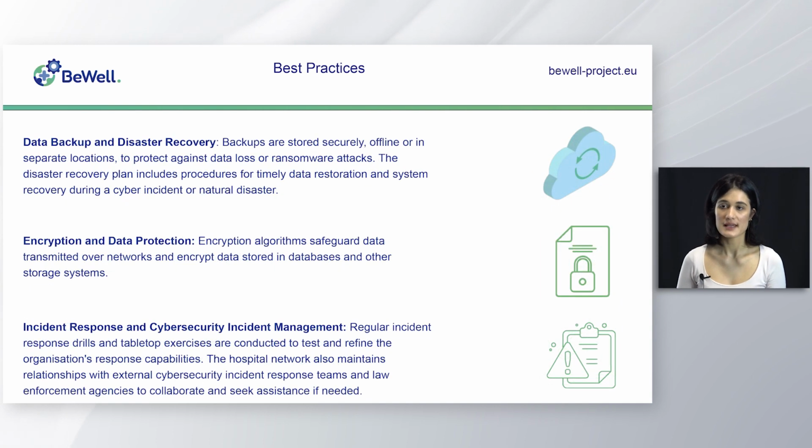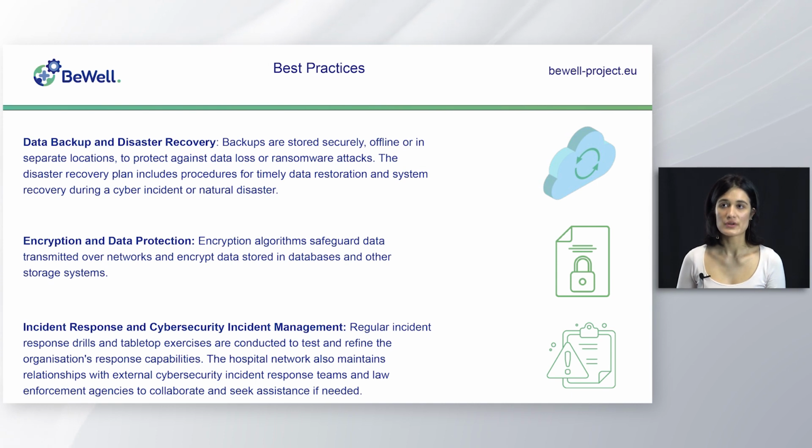4. Data backup and disaster recovery. The hospital network maintains regular data backups and implements a comprehensive disaster recovery plan. Backups are stored securely offline or in separate locations to protect against data loss or ransomware attacks.